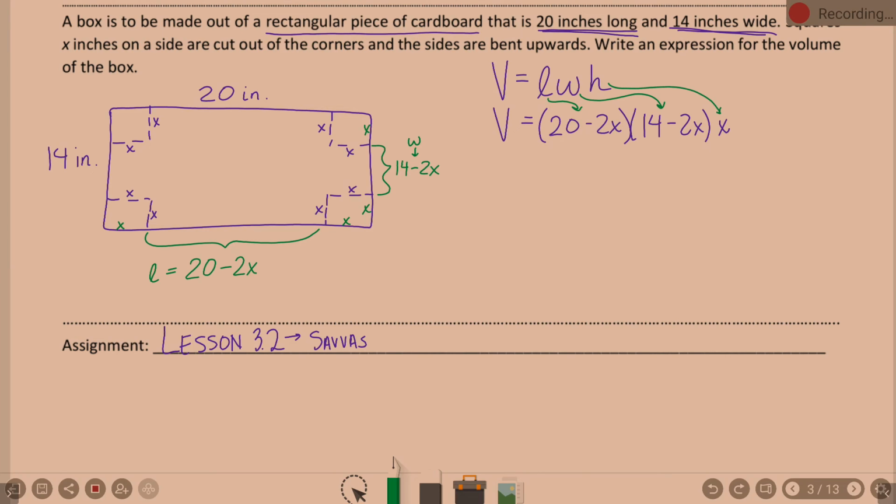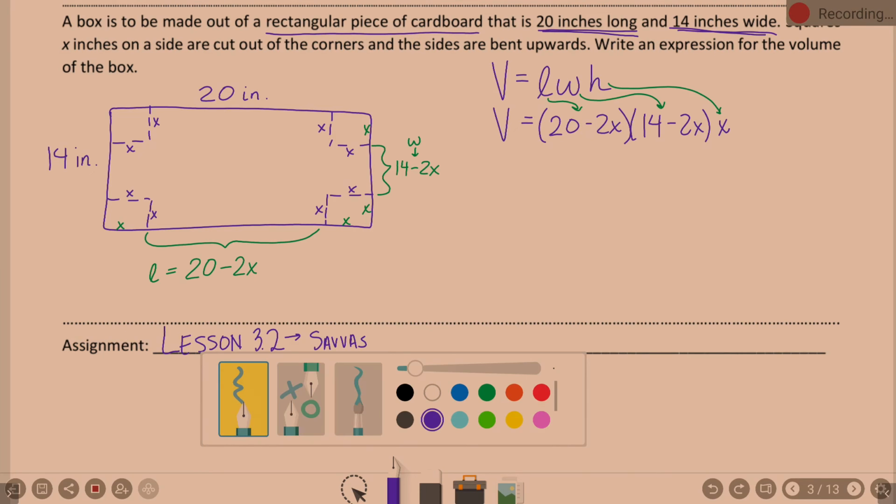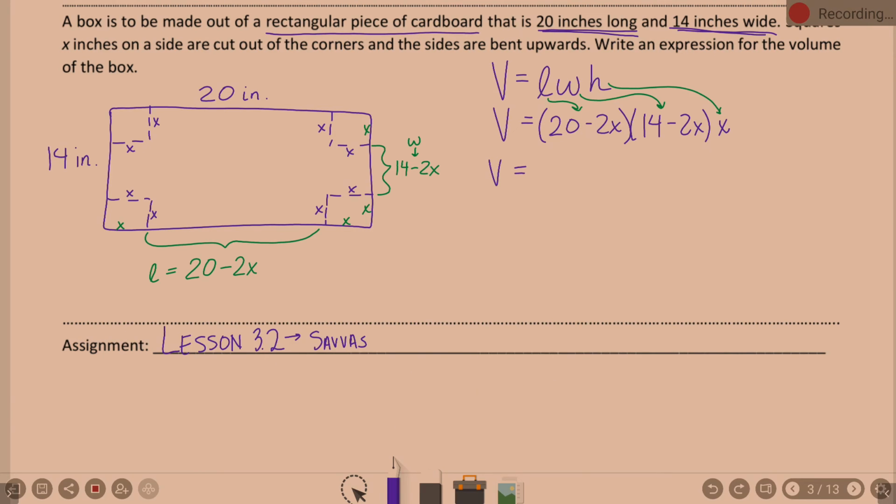Now, the name of the game in this lesson is adding, subtracting, multiplying. So do you get to leave your answer like this? No. We're going to keep going. My recommendation, we do the foiling first, and it'll be easy at the end to multiply your x in. So I suggest we foil these.